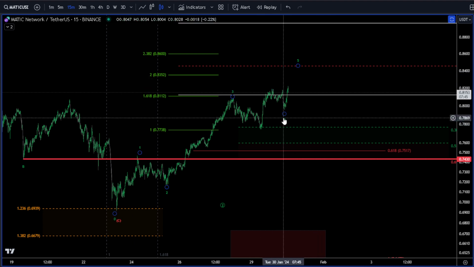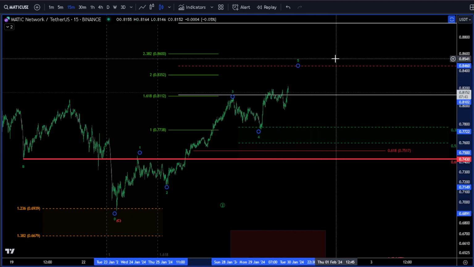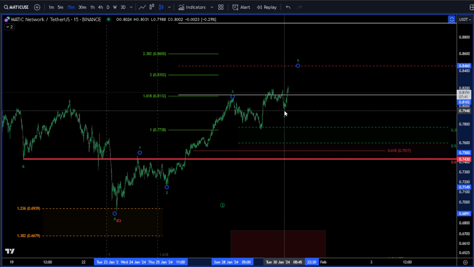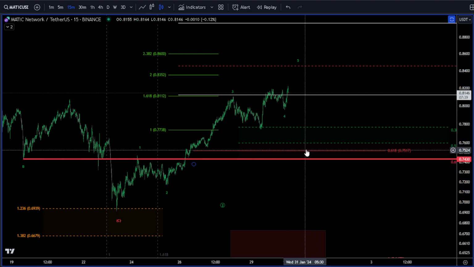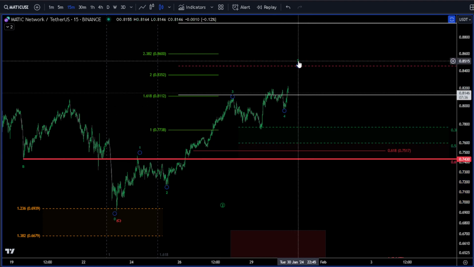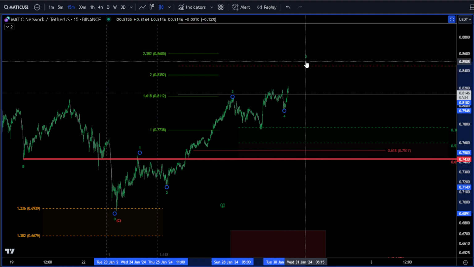The only way the 4th would be over here is if this is making some sort of diagonal in the 5th, but I like it like this. Or if our 5th wave came up short and it is over here and we're making some sort of expanded correction.